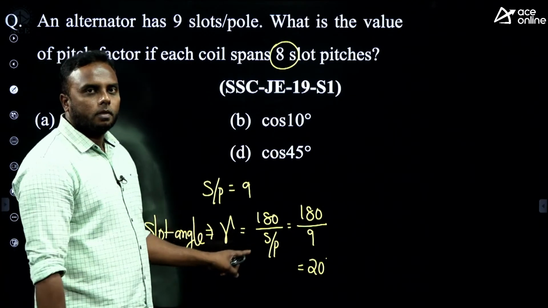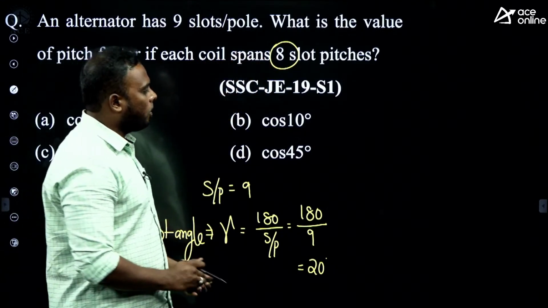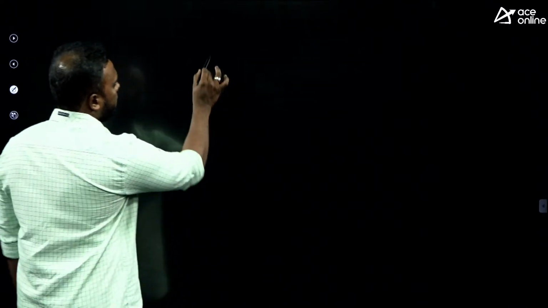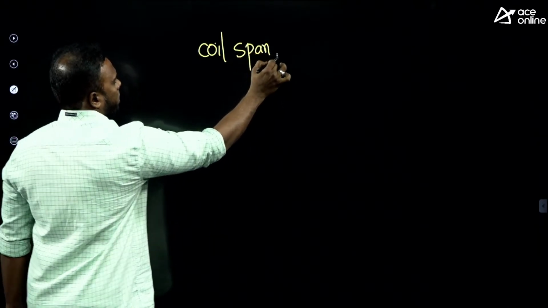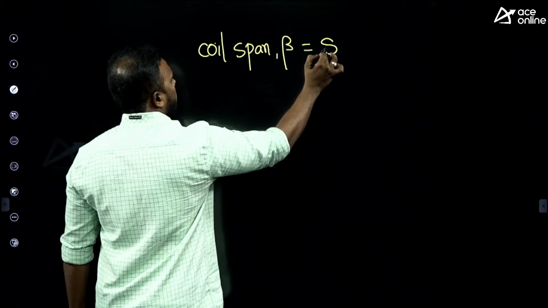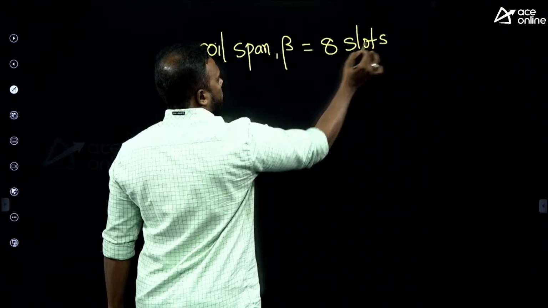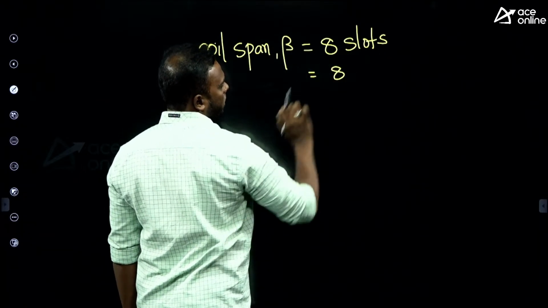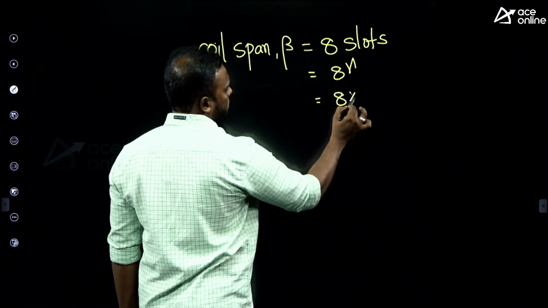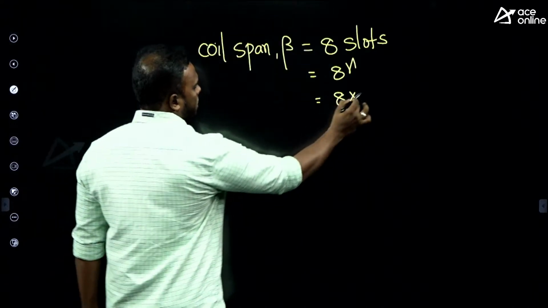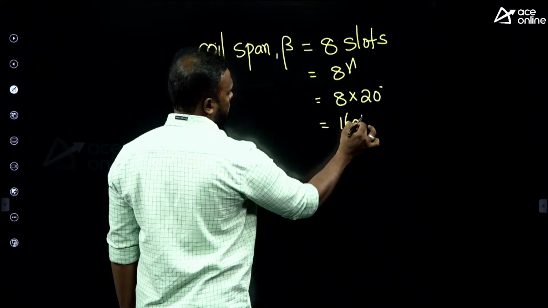We got 20 degrees. Here the coil span is given as 8 slot pitches. Coil span we indicate with the letter beta. Beta is 8 slot pitches, meaning 8 slots. One slot angle we have, then for 8 slots, what is the coil span? 8 gamma. How much is it? 8 into 20 degrees. That means the total angle is 160 degrees. This is beta.